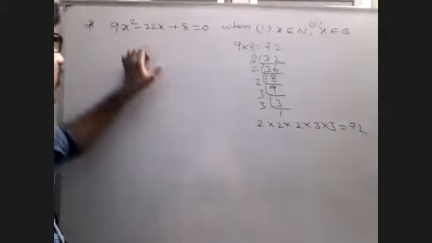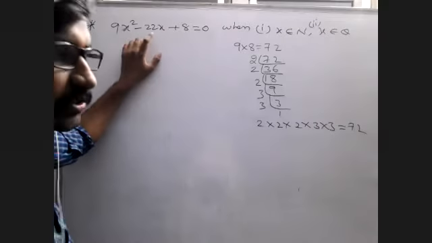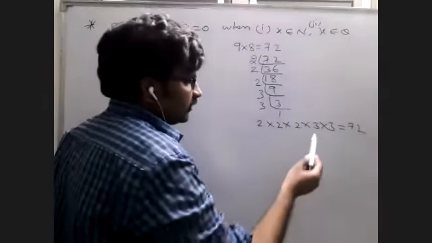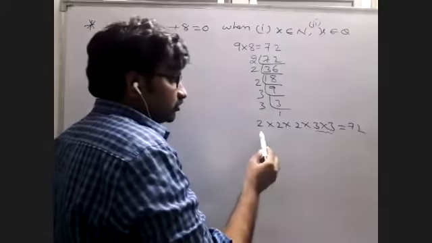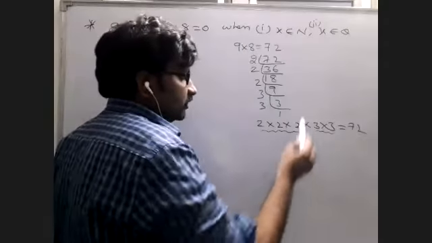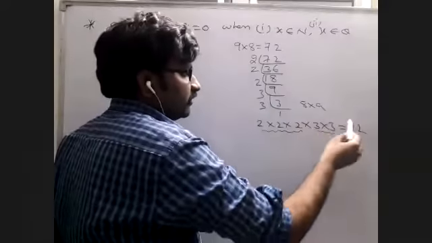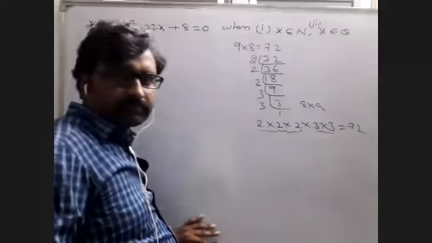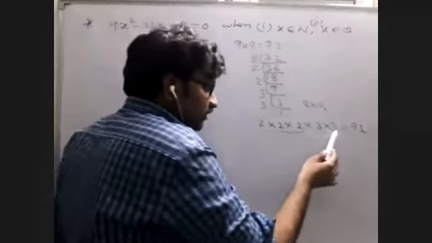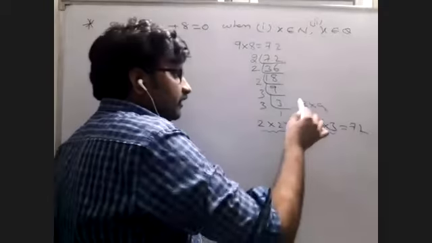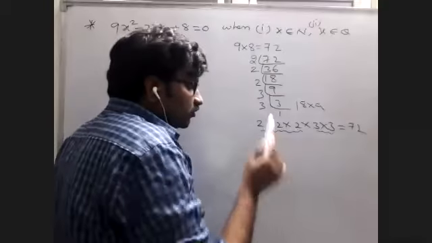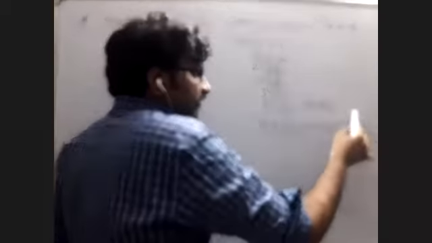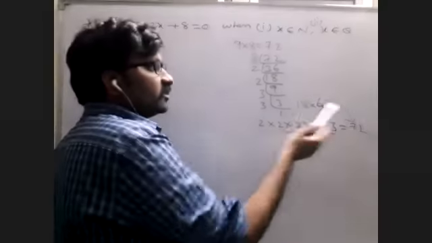But here we have 22. You should get 22. Okay, let us see. 3 threes are 9, 2 twos are 4, 2 fours are 8. 8 into 9 is 72. But 8 plus 9 is not 22, right? Next 3 threes are 9, 2 nines are 18, and 2 twos are 4. 18 fours are also 72. 18 plus 4 is 22.